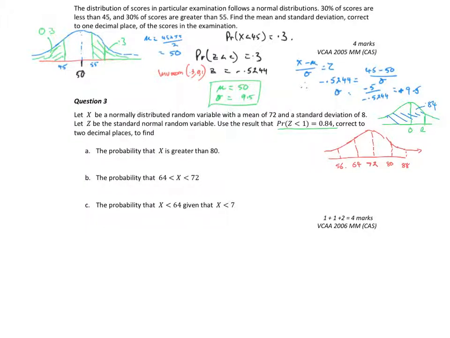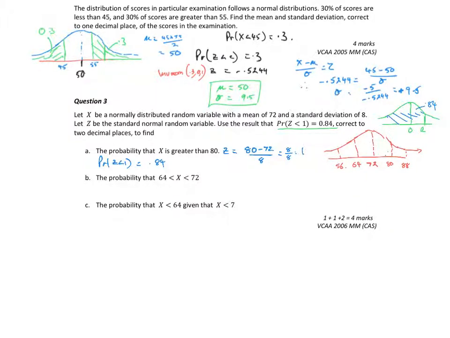And I guess to show that, let's get the corresponding Z value. So Z is equal to X minus mu on sigma, which is equal to 8 on 8, which is equal to 1. And we know the probability that Z is less than 1 is equal to 0.84. So between 64 and 72, what does that mean?